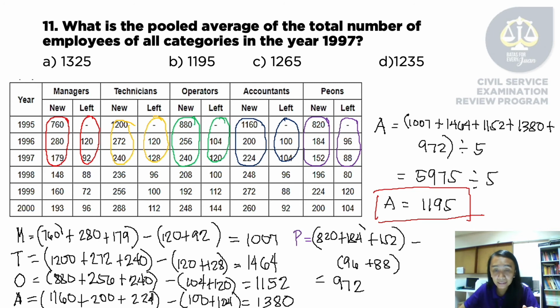Okay, na final answer natin, hanapin sa ating choices. Okay, 1,195 nandito sa letter B. Okay, so our final answer for number 11, the pooled average of the total number of employees for the categories in 1997 is 1,195.